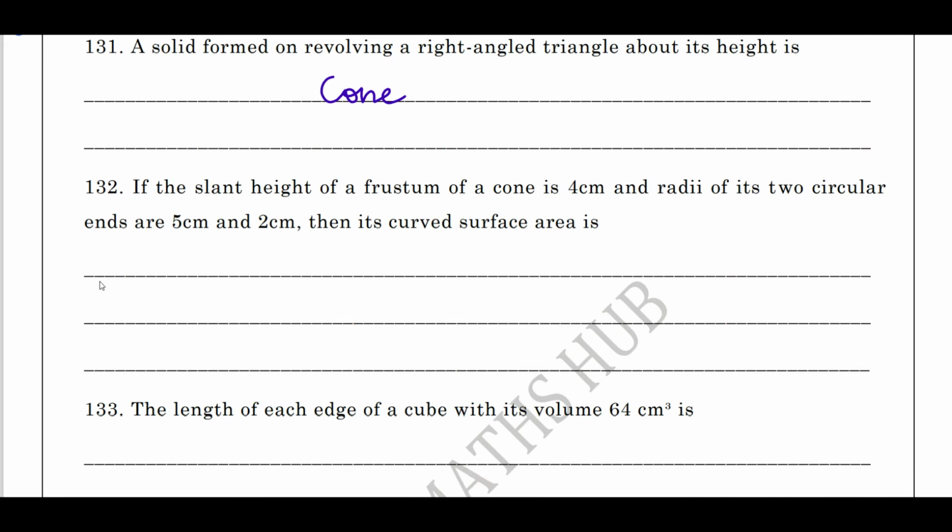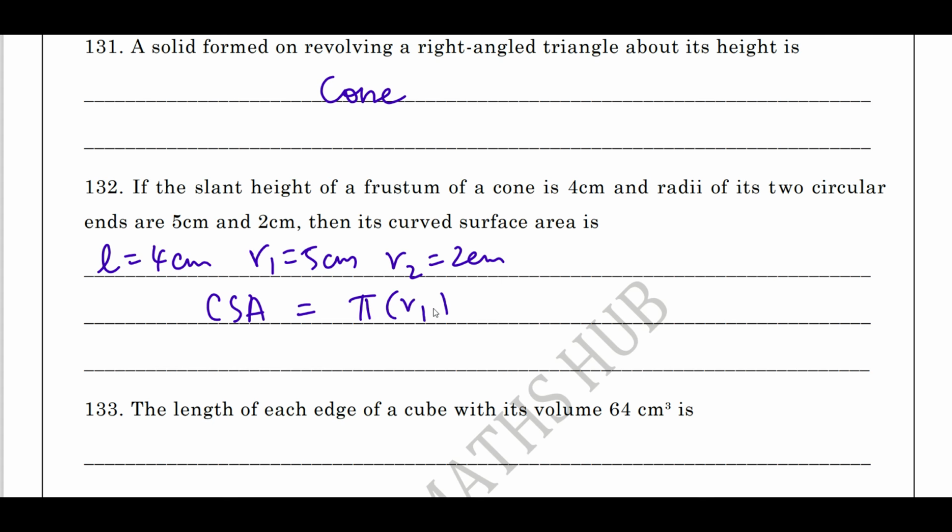If the slant height of a frustum of a cone is L equals 4 centimeter, and the radii of the two circular ends are R1 equals 5 centimeter, R2 equals 2 centimeter, what we need to find out is the CSA of the frustum of the cone. CSA of frustum of cone is pi into R1 plus R2 into L.